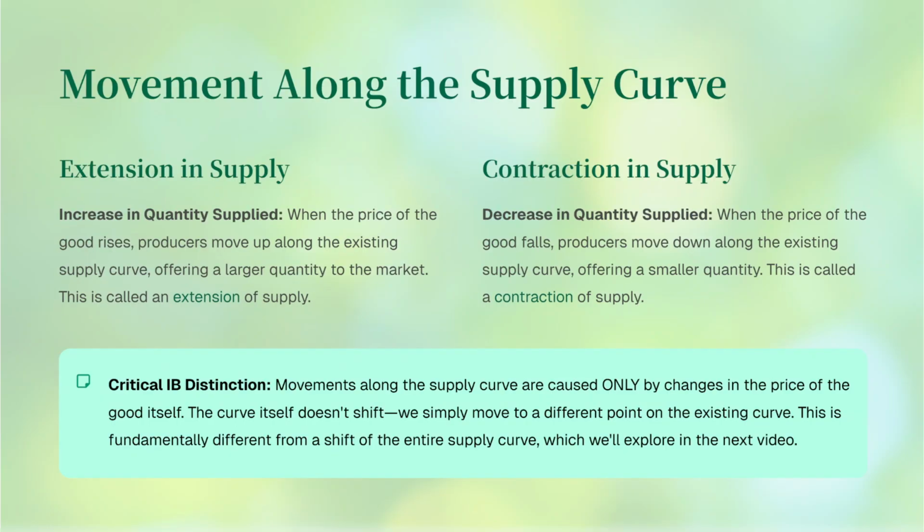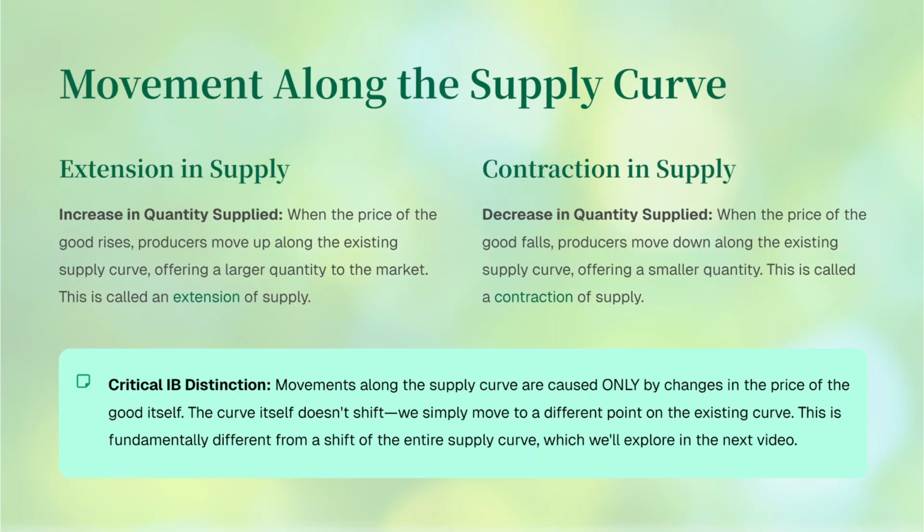Movement along the supply curve. Extension in supply, which means increase in quantity supplied. When the price of the good rises, producers move up along the existing supply curve, offering a larger quantity to the market. This is called an extension of supply. Contraction in supply, which means decrease in quantity supplied. When the price of the good falls, producers move down along the existing supply curve, offering a smaller quantity. This is called a contraction of supply.